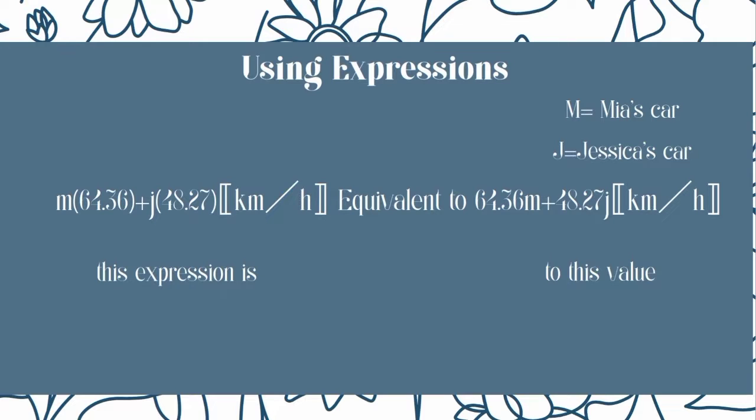Using expressions, M is equal to Mia's car and J is equal to Jessica's car. M times 64.37 plus the variable J with the coefficient of 48.27 kilometers an hour is equivalent to 64.36 M plus 48.27 J kilometers an hour. This expression is equal to the value.